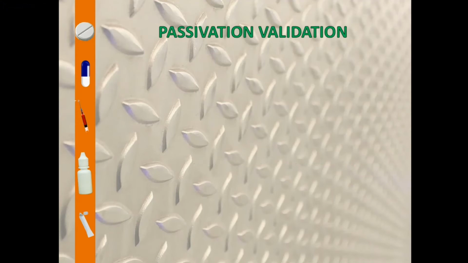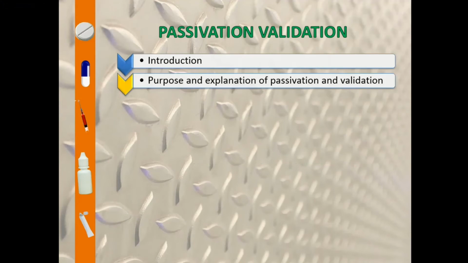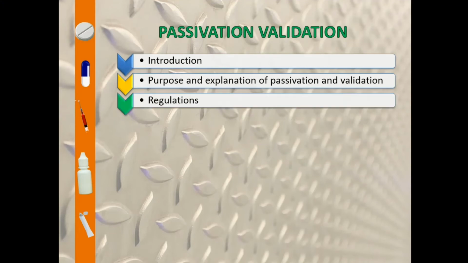This presentation is divided into three parts. In the introduction, you will understand the problem. I will explain what passivation and validation is, how an interpretation of the current regulations supports the need for passivation of stainless steel.